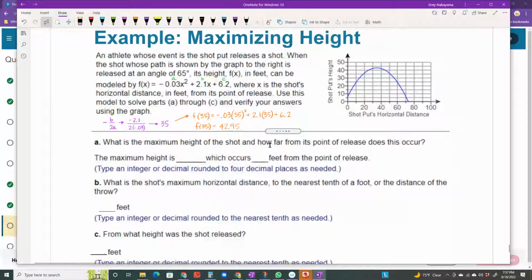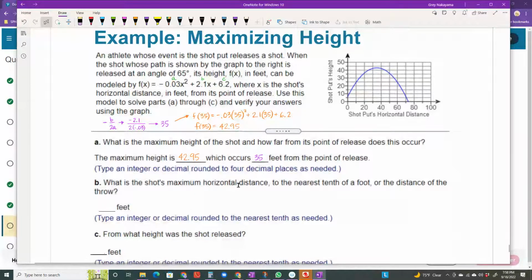So what is the maximum height of the shot, and how far from its point of release does this occur? The maximum height, is that x or y? I hope you told me that was the y-coordinate. It's 42.95, and which occurs how many feet from the point of its release? That would be the x-coordinate of your vertex. Okay, notice here, type an integer or decimal rounded to 4 decimal places. You need to read this little blueprint every time you do these problems, y'all, because that's what is going to decide whether it's counting things right or wrong for you.